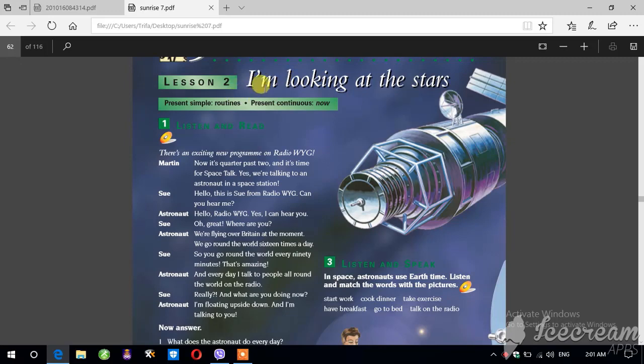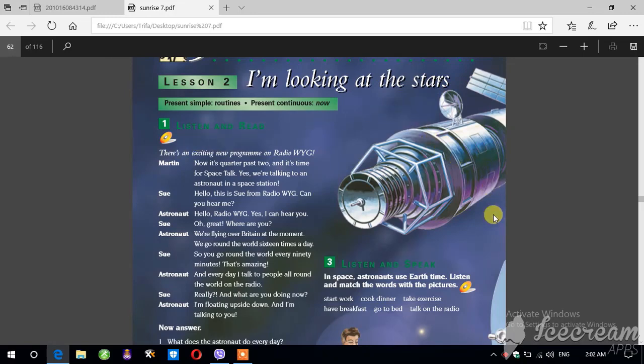So according to the subject, we have verb to be. I am, he is, she is, it is. We are, you are, they are. And the verb suffix ing and complement. Maybe there is one word and two words and some words.